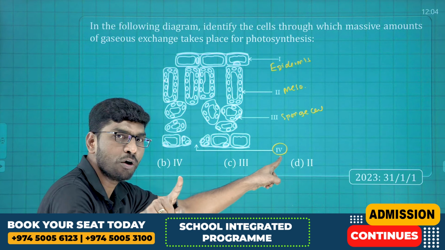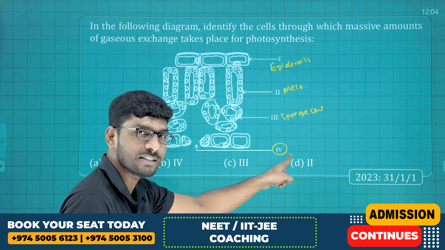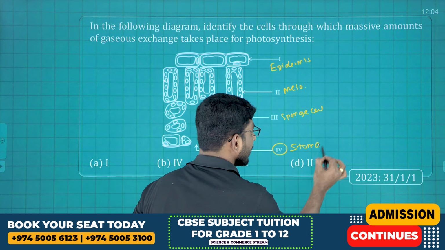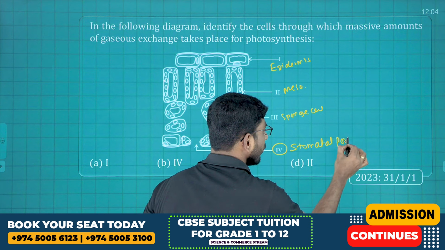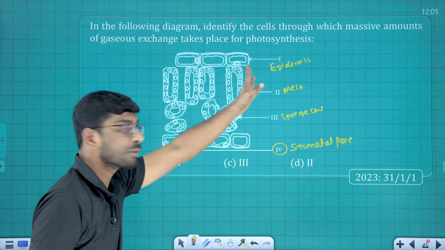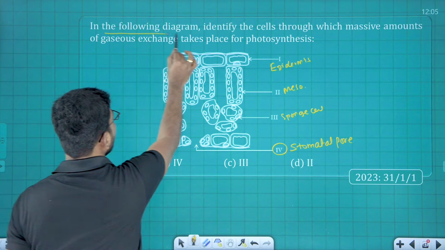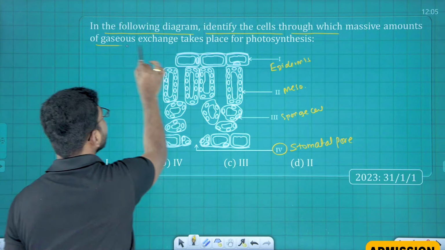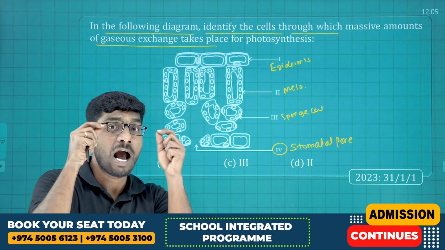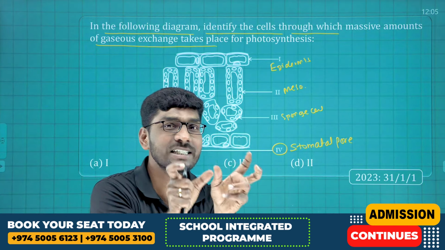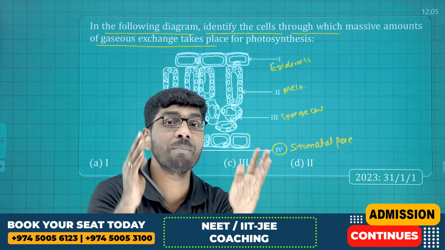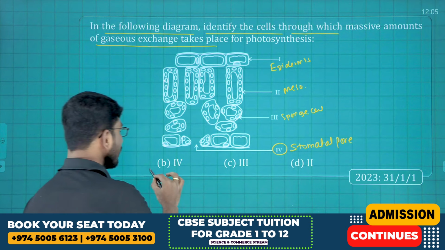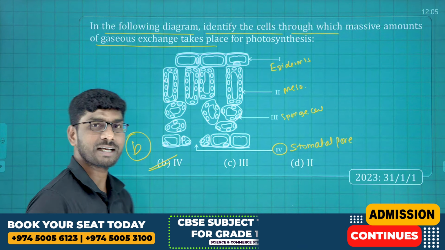And what about this 4? If you know what 4 is, automatically you'll get the answer. So the fourth one is the stomatal opening, the stomatal pore. Look at the question. The question is, in the following diagram, identify the cell through which a massive amount of gaseous exchange takes place through photosynthesis. I told you in question number 1, massive amount of gaseous exchange, stomata. So the correct answer is what? Tell me. 4. So where is 4? Option B is the correct answer.